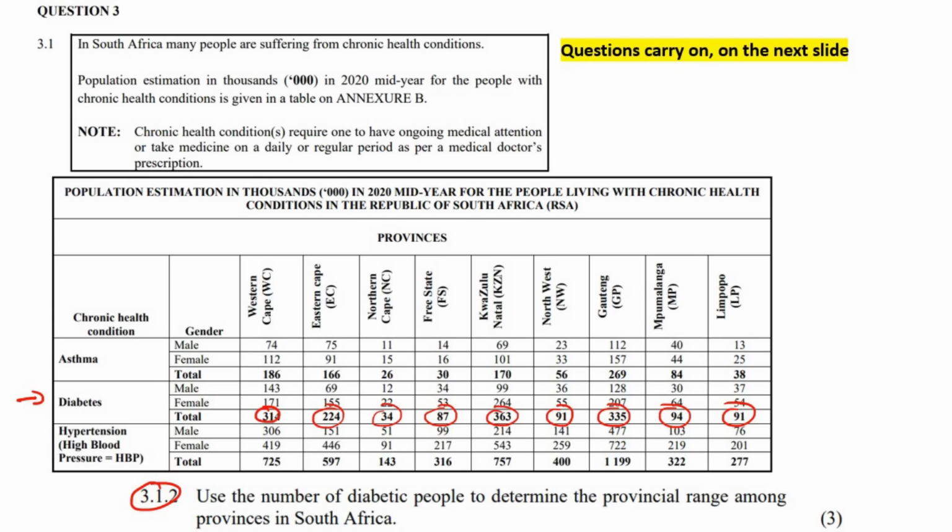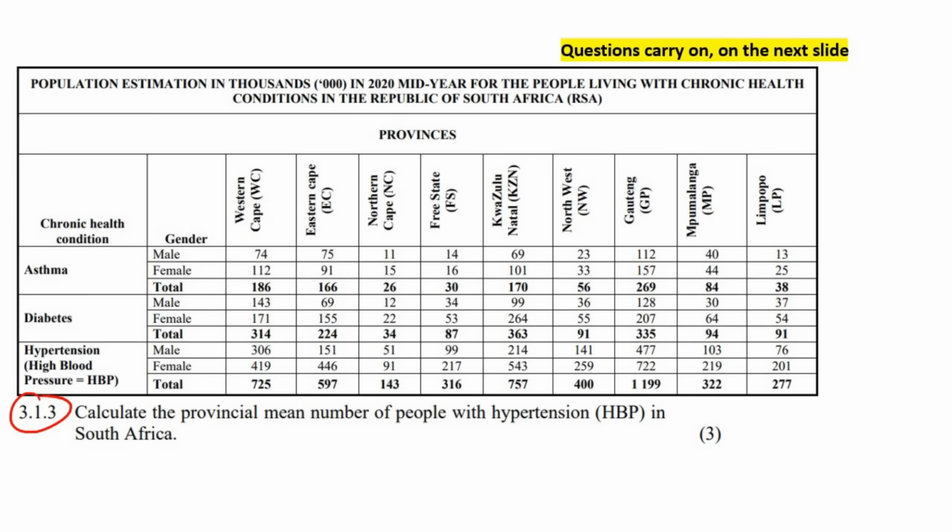So the highest value is KZN, it looks like, with 363,000. So we'd say 363,000 minus. Now the lowest value of diabetes is in the Northern Cape. So that's going to be 34,000 people. Okay, and if we had to go work that out, we end up with 329,000 people.